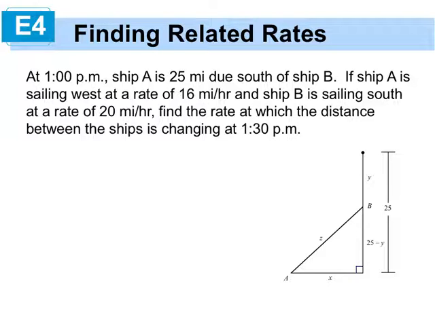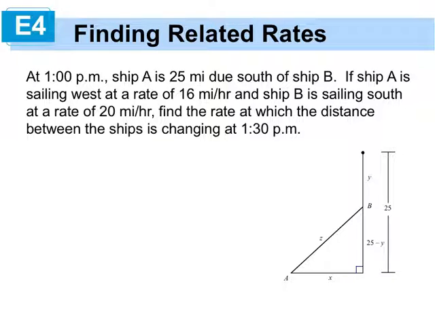Well, let's back up. I've got 2 ships, A and B. A starts 25 miles directly south of ship B. So A actually starts here, B starts here. As time goes on, A is going to go west, B is going to go south. So I've drawn a picture of a later point in time. I defined the distance that A travels as x, because it's horizontal, and I defined the distance that B travels as y, because it's vertical, and I defined the distance between them as z.